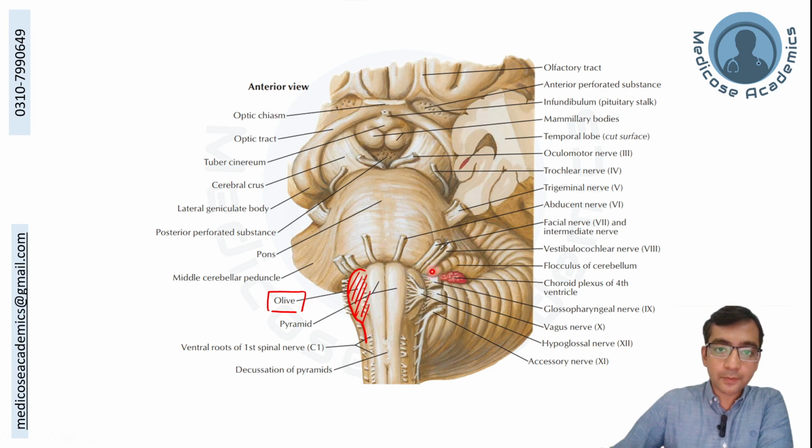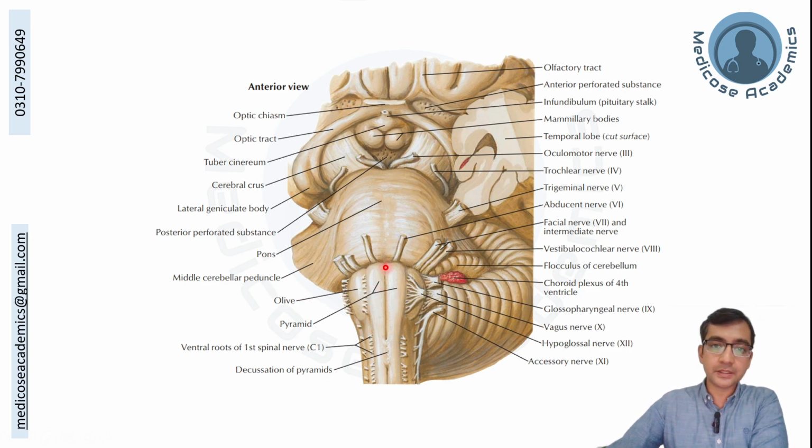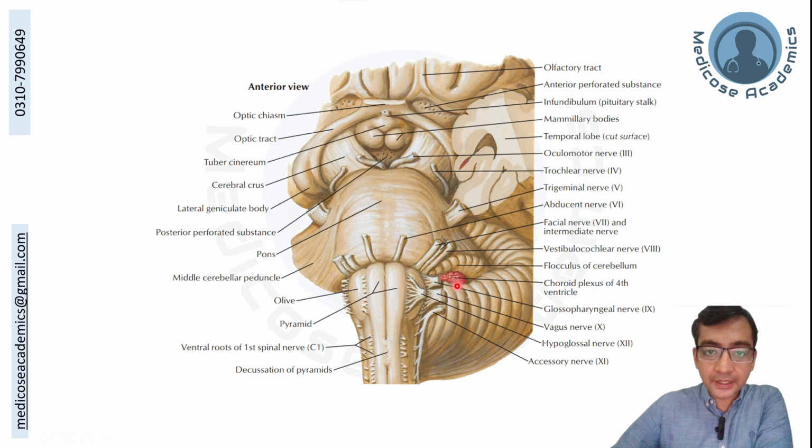So there is pyramid, there is olive, and then behind, the cerebellum starts, and the connection of the medulla oblongata with the cerebellum is known as the inferior cerebellar peduncle. Between these, you can see the cranial nerves. Between the pyramids and the olives there is only one cranial nerve, and this is the hypoglossal nerve, the cranial nerve that supplies the tongue.